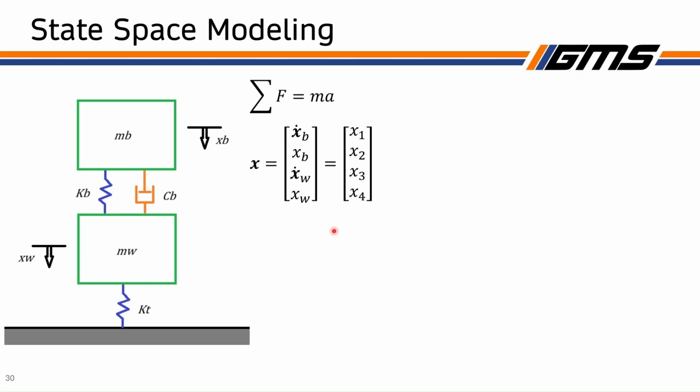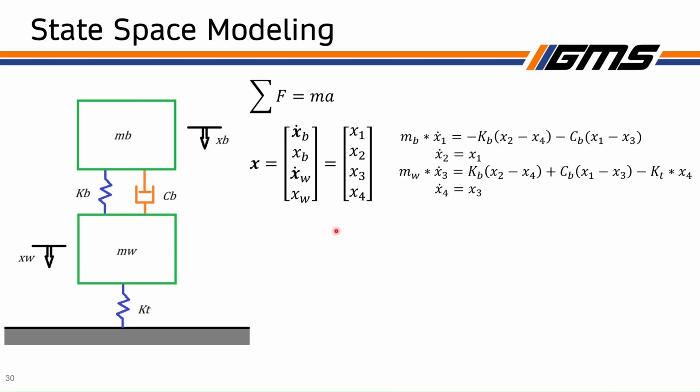Then we can use our F equals ma and say that the mass of the body times the acceleration of the body, where x1 is equal to xb dot, so x1 dot is xb double dot, the acceleration of the body, is going to be equal to the force from the spring and the force from the damper. You also get something similar right here, where the mass of the wheel times the acceleration of the wheel is going to be equal to the force from the body spring, the force from the body damper, and then also the force from the tire spring, right?